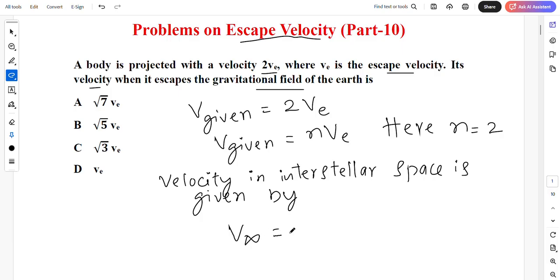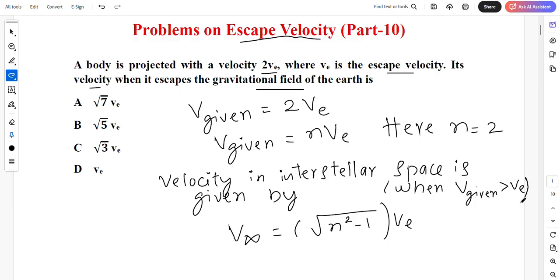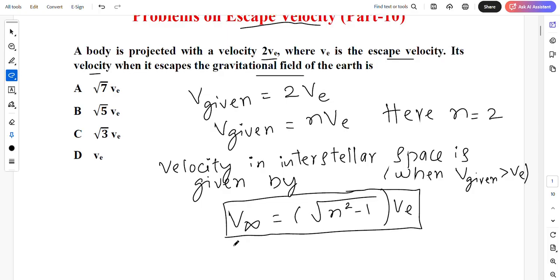v infinity is equal to square root of n square minus 1 into v. Okay, velocity in interstellar space is given by this when v given is greater than ve. Okay, this is the formula you are supposed to use. Okay, v infinity is equal to what? Square root of n square minus 1 into v.